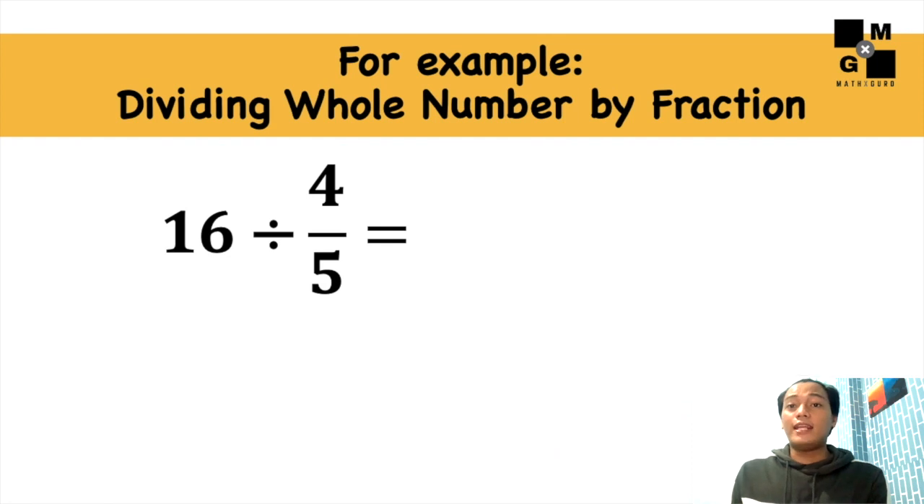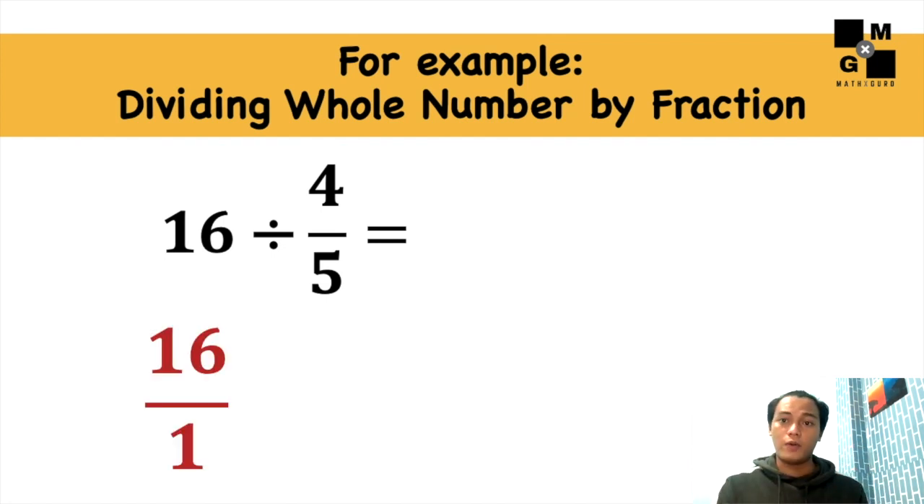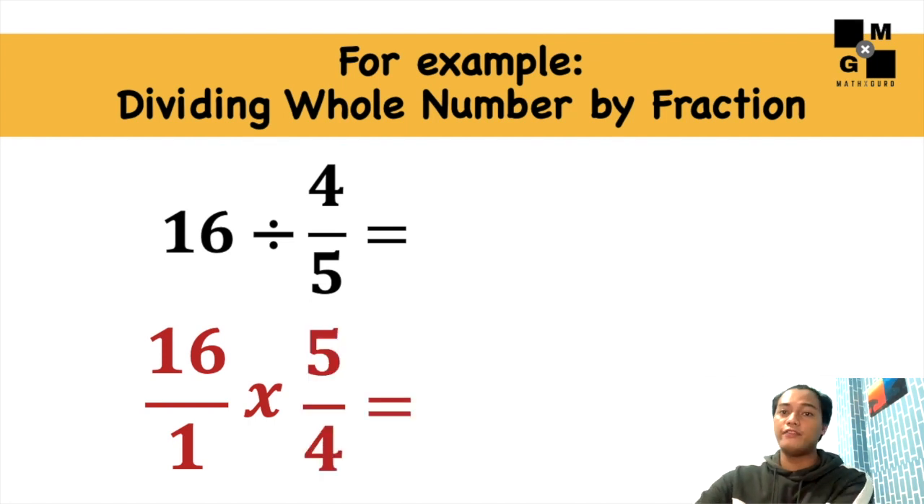Next, dividing whole number by a fraction. So just like what I said before, every whole number has a denominator of 1. So 16 can be written as 16/1. So it will be a fraction. And then change divide to times and then flip 4/5, that will become 5/4.